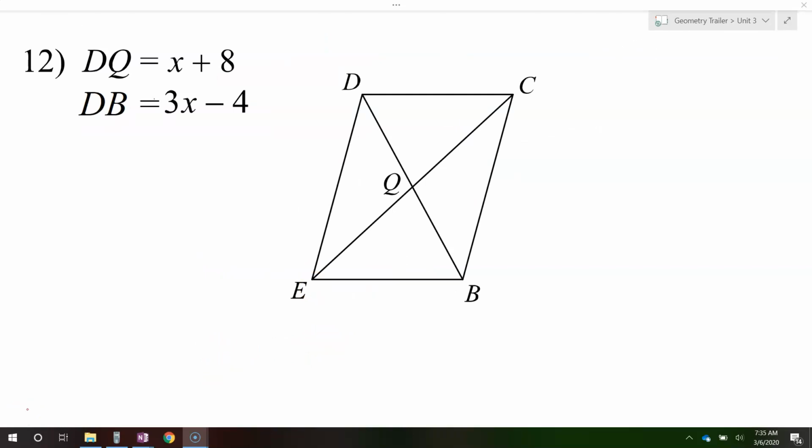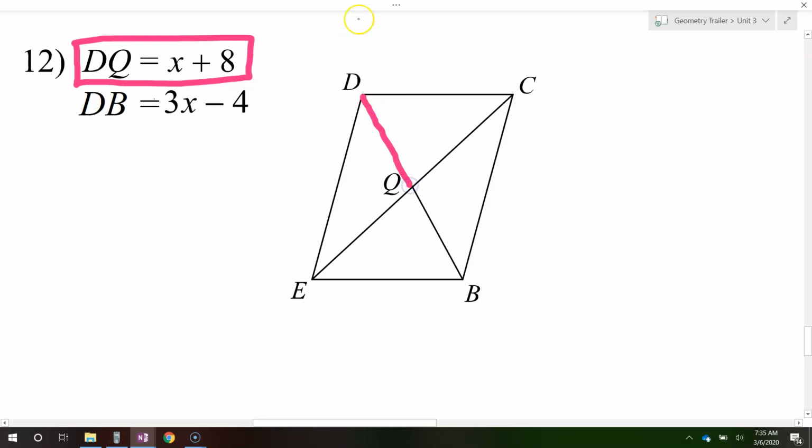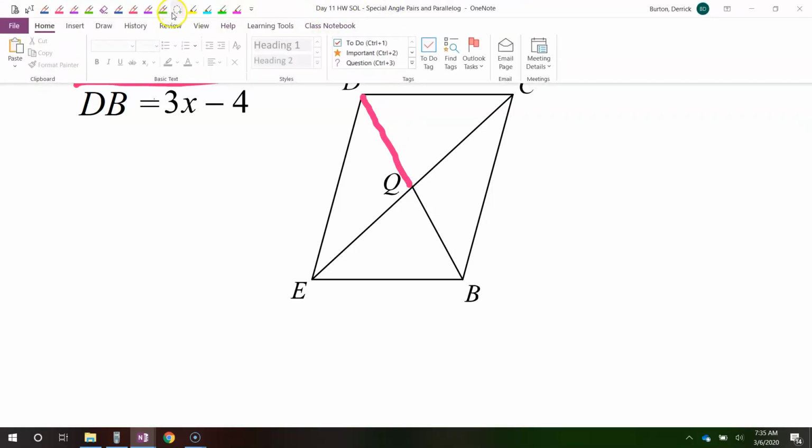All right, looking at number 12, we have DQ. And DQ is right here. But then we have DB.